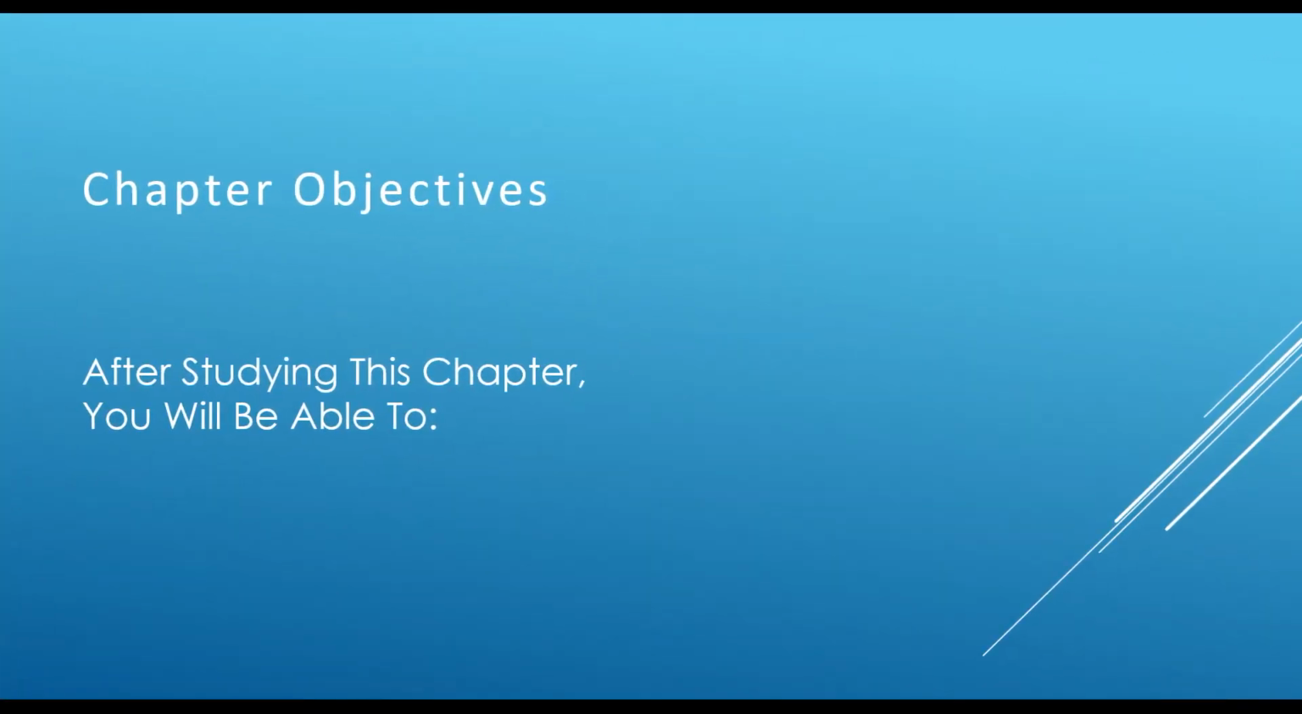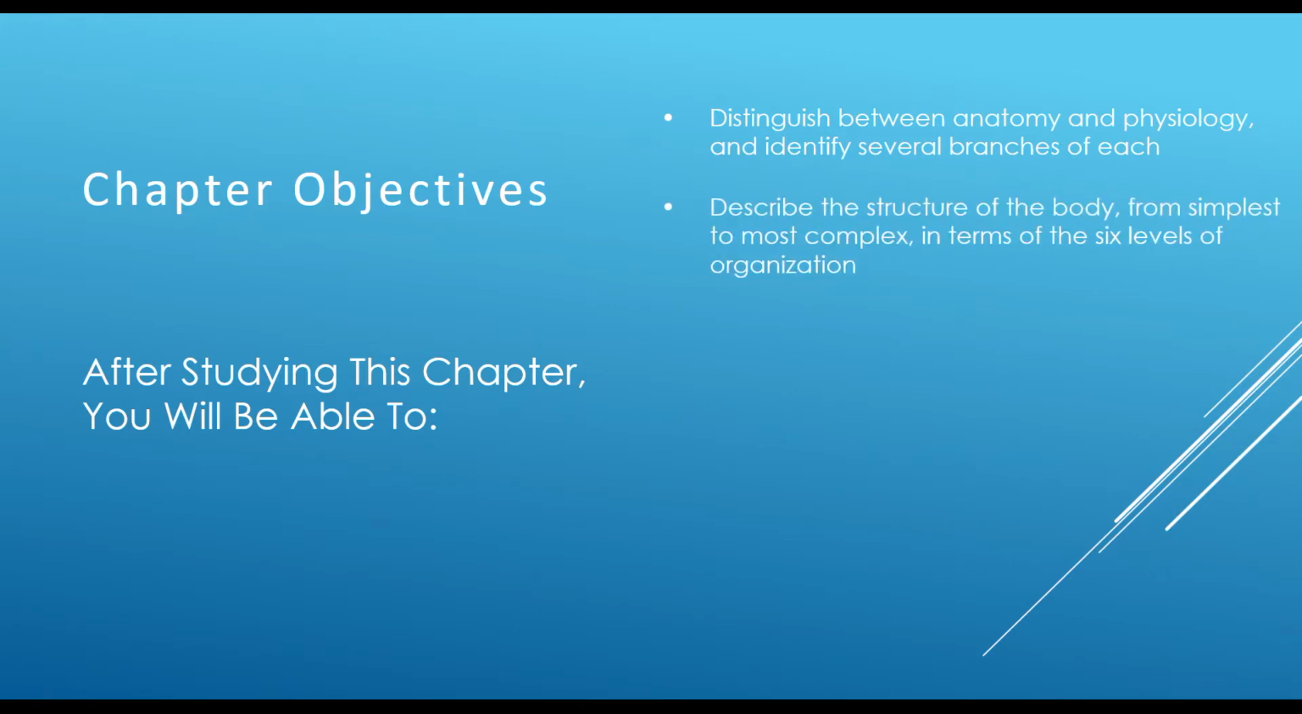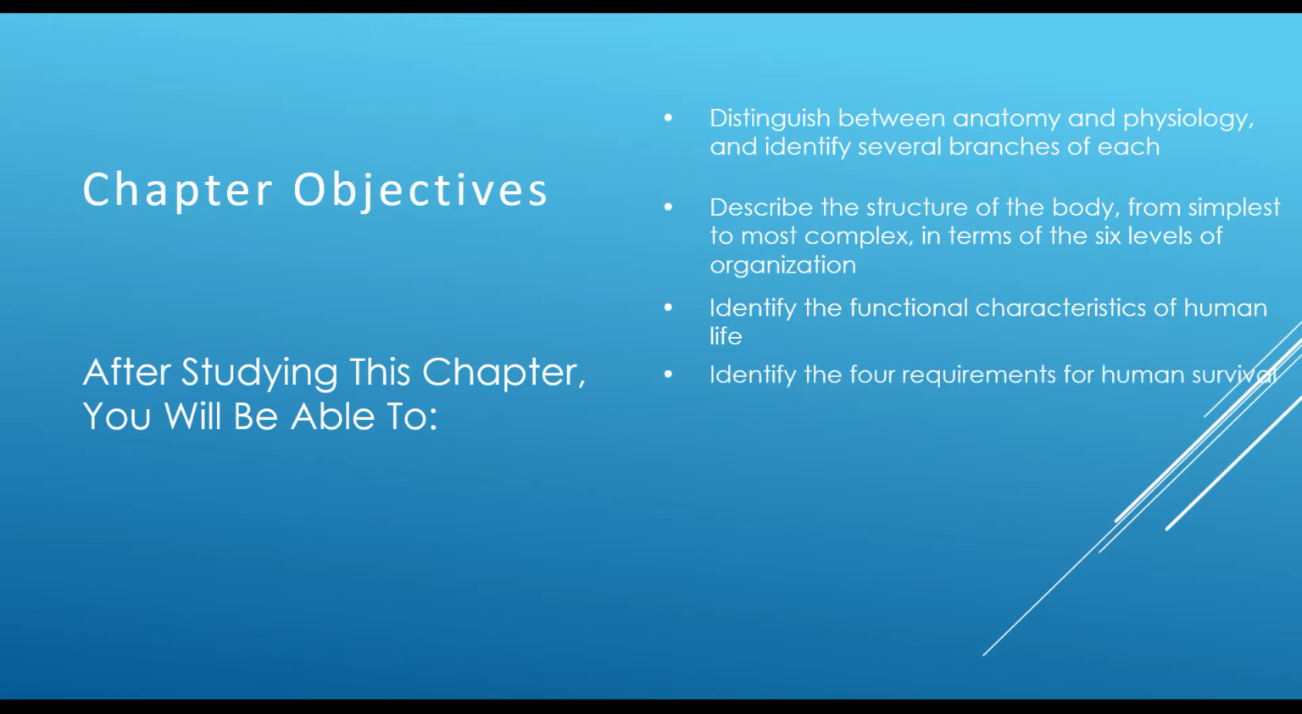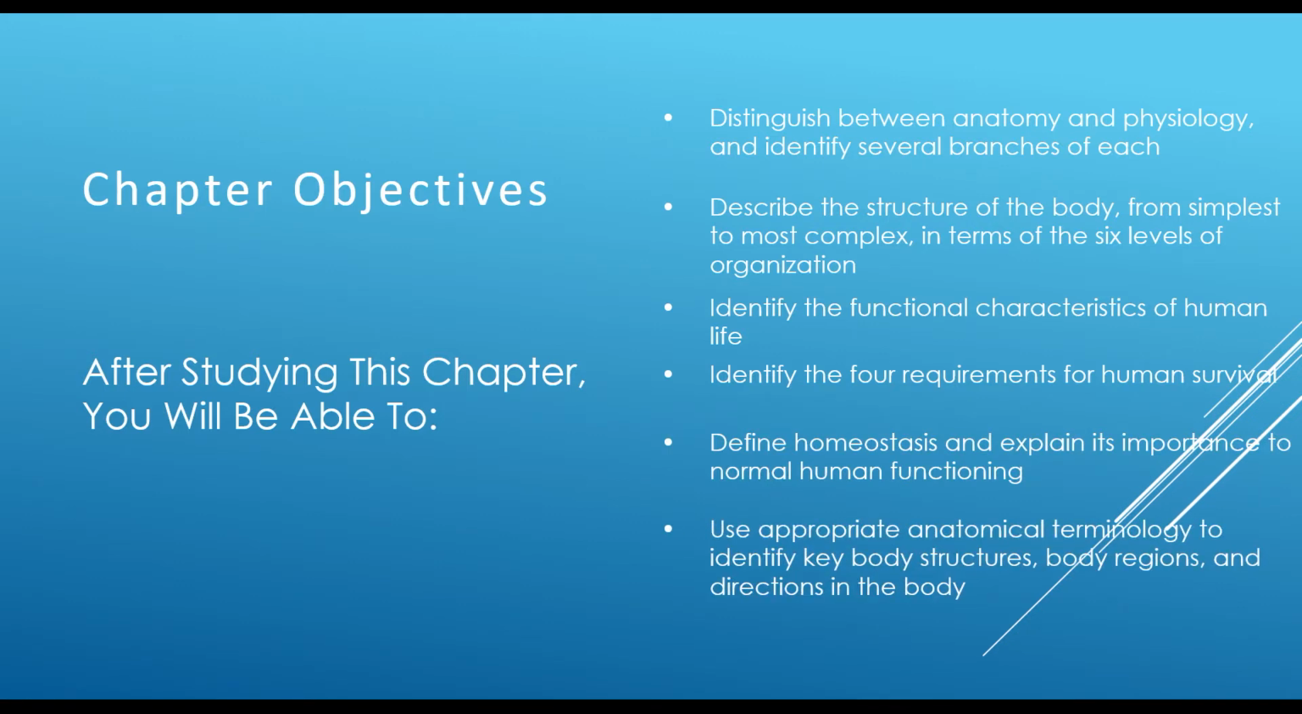Chapter Objectives. After studying this chapter, you will be able to distinguish between anatomy and physiology, and identify several branches of each. Describe the structure of the body, from simplest to most complex, in terms of the 6 levels of organization. Identify the functional characteristics of human life. Identify the 4 requirements for human survival. Define homeostasis and explain its importance to normal human functioning. Use appropriate anatomical terminology to identify key body structures, body regions, and directions in the body.